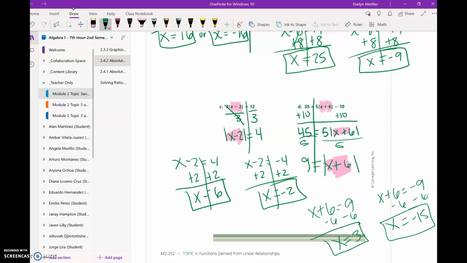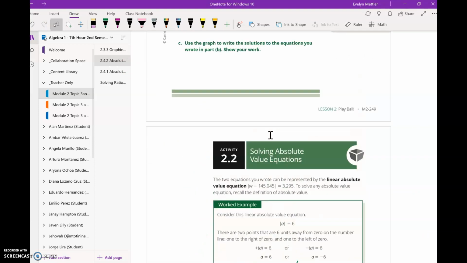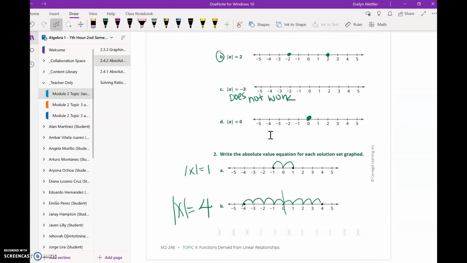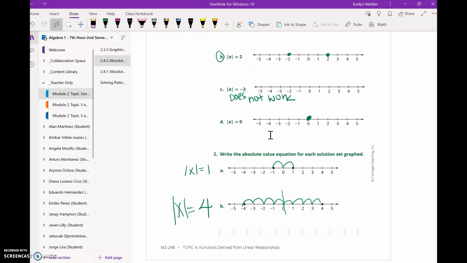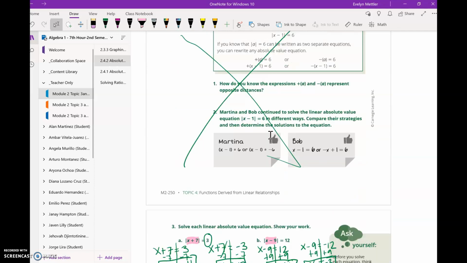Okay? So that is how we solve absolute value equations. You guys can watch this video again, pause it, whatever you need to do. We started on this page in the book, which is page M2 248. So you can take notes as you watch it a second time, whatever you might do. But please make sure that you give this probably another look, just so that you have a good idea of how to solve absolute value equations.